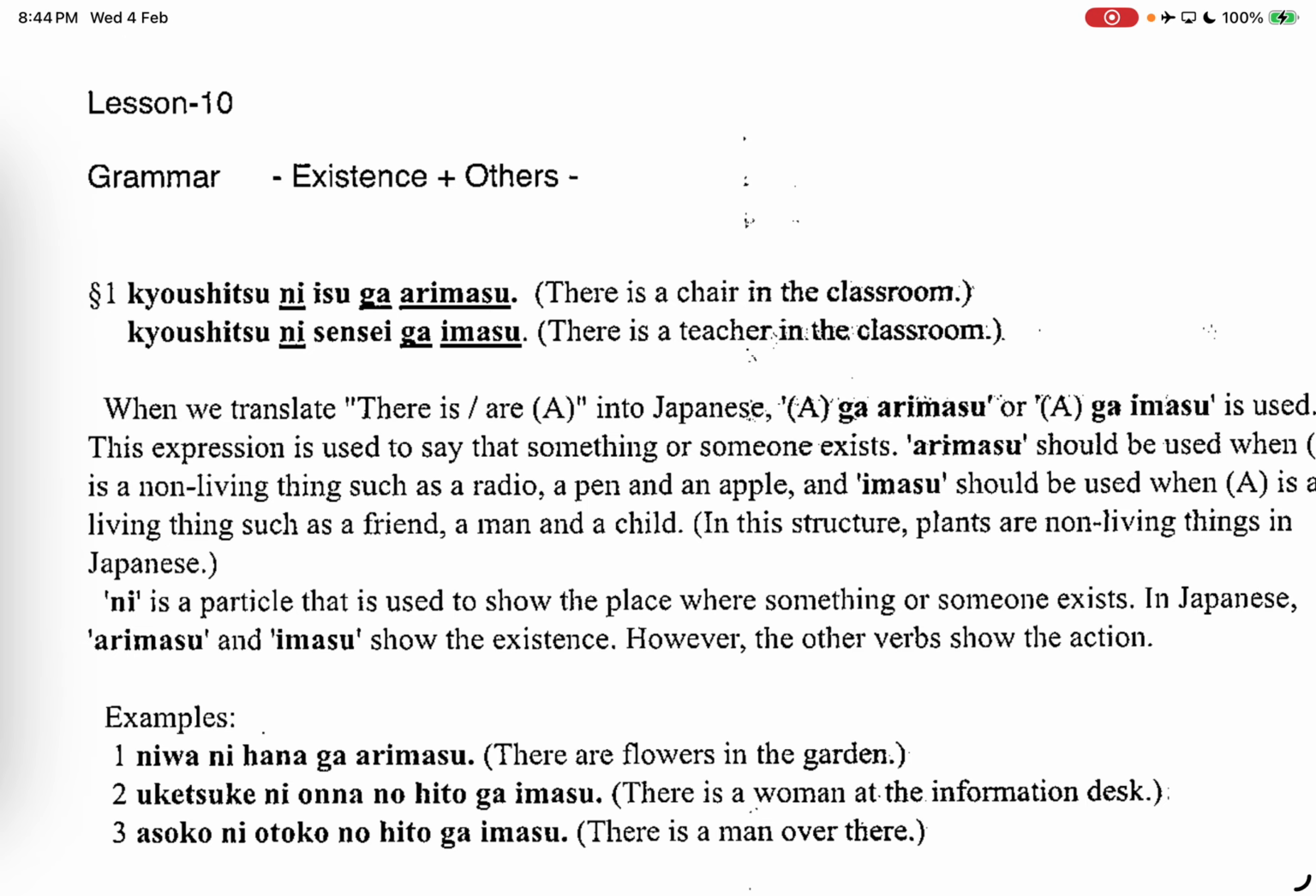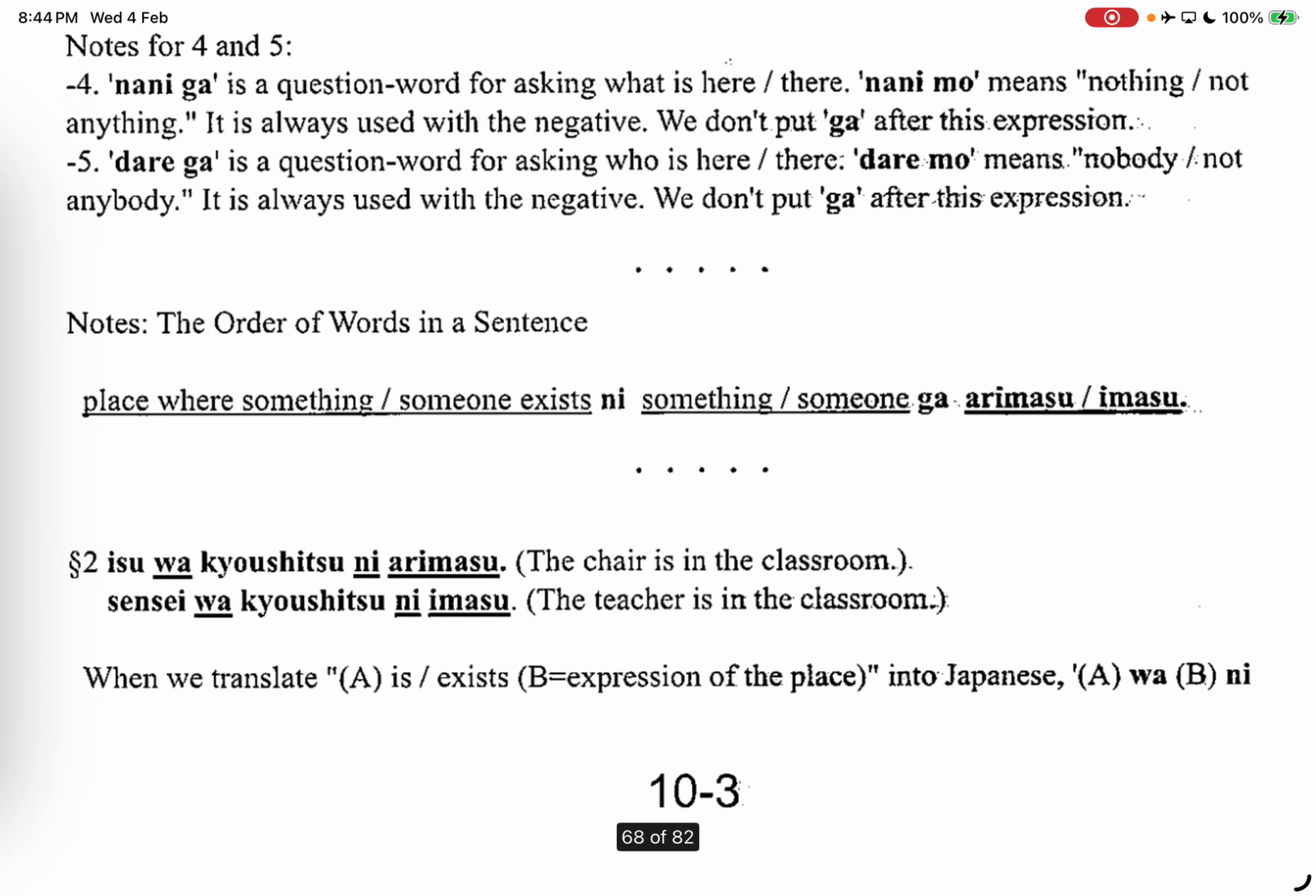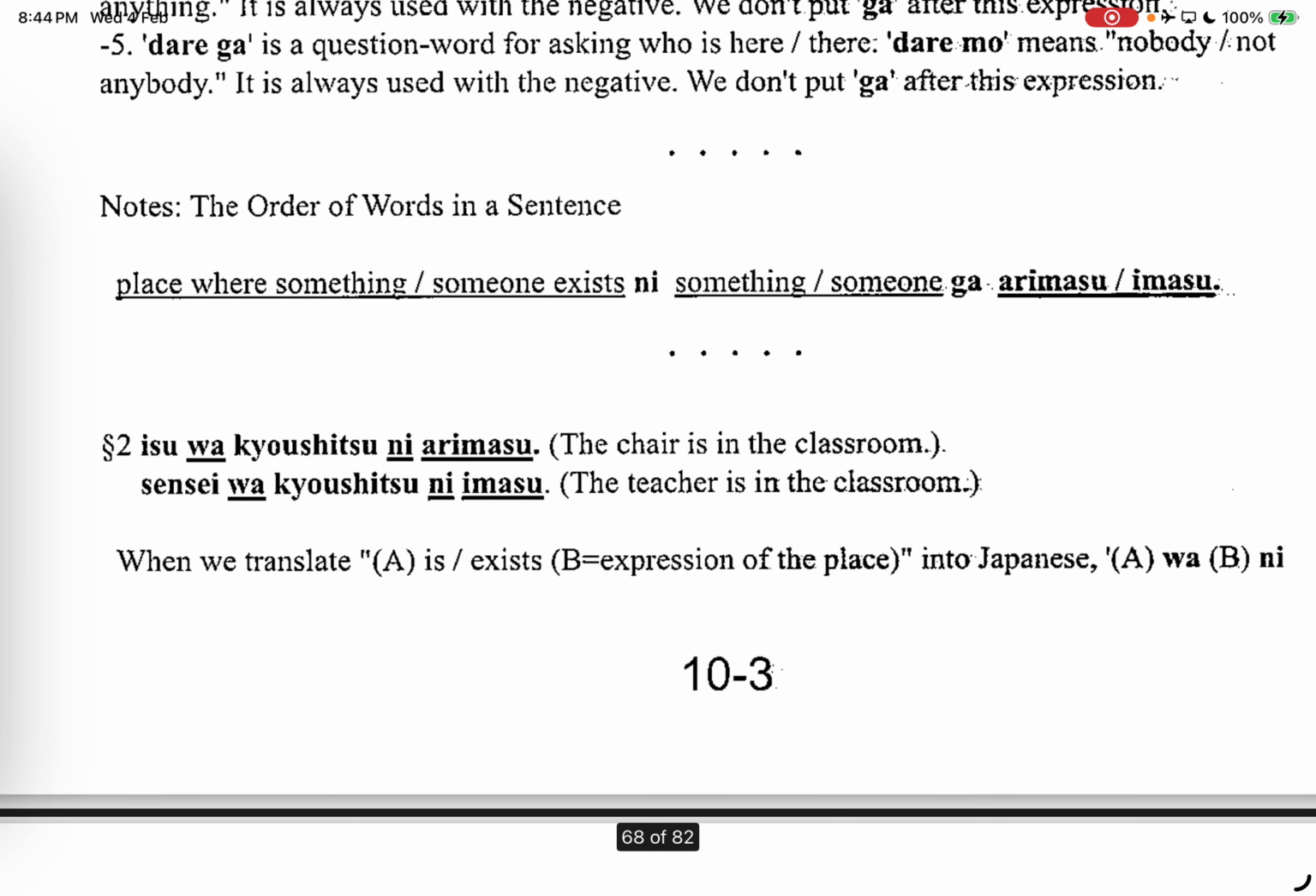Okay? Then we go down to number 2 below. Scroll all the way down, to the bottom of the page. I will go back up later. 椅子は教室にあります。So, about the chair, in the classroom it exists. The chair is in the classroom. So over here we're emphasizing the chair.